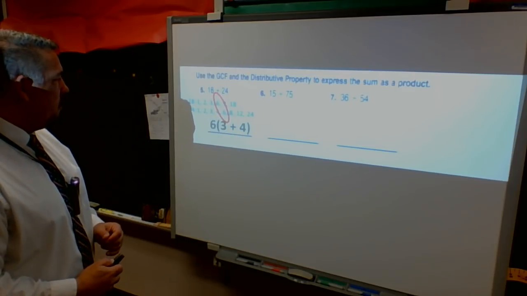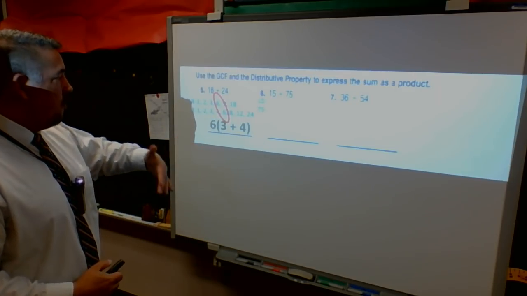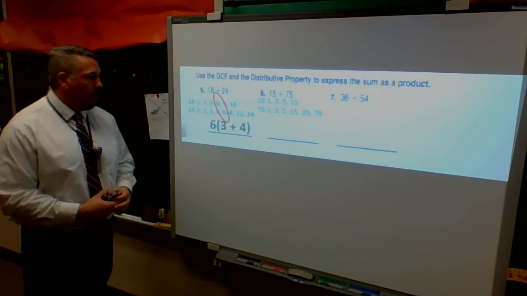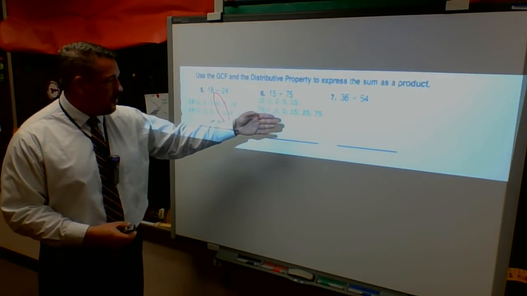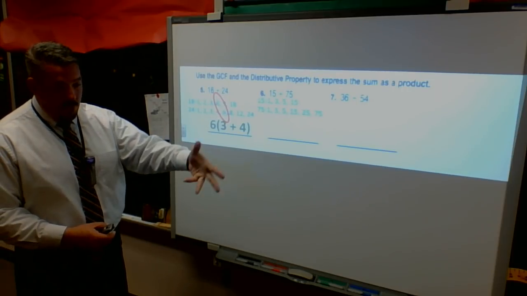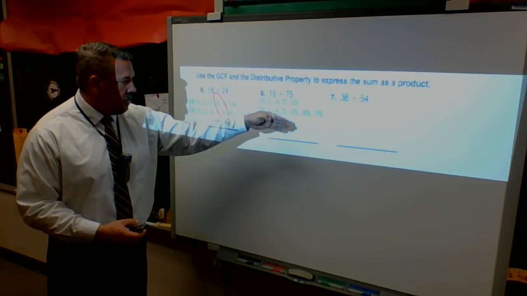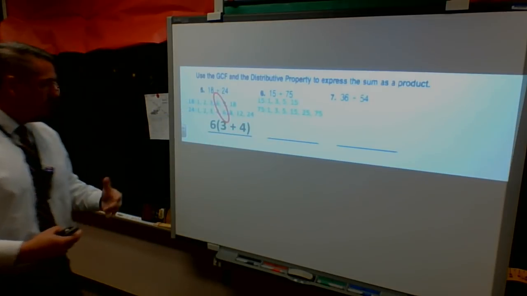The next one is done the same way. Find out my factors, find my greatest common factor, and then do my distributive property. So I find my factors of 15. There's 1, 3, 5, and 15. And for 75, 1 and 75, 3 and 25, 5 and 15, those are the only ones.